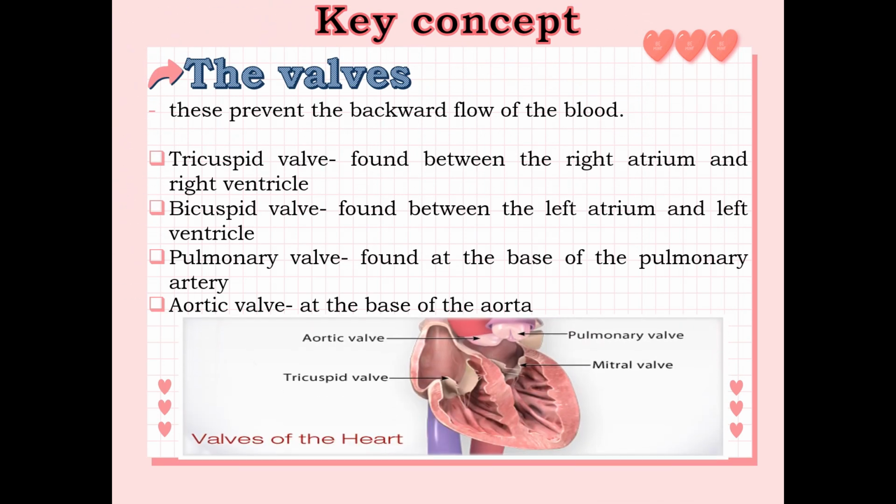The valves. These prevent the backward flow of the blood. There are four valves in the human heart. Tricuspid valve, found between the right atrium and right ventricle. Bicuspid valve, found between the left atrium and left ventricle. Pulmonary valve, found at the base of the pulmonary artery. And the aortic valve, at the base of the aorta.